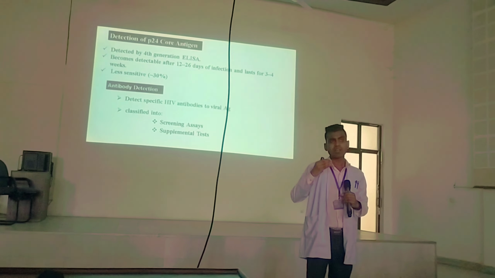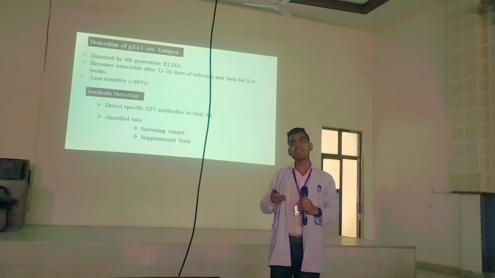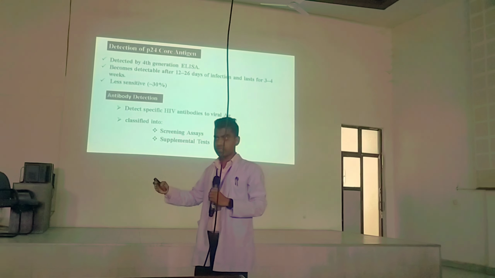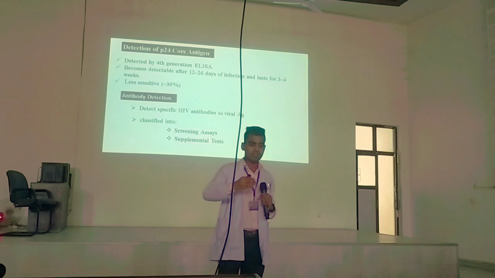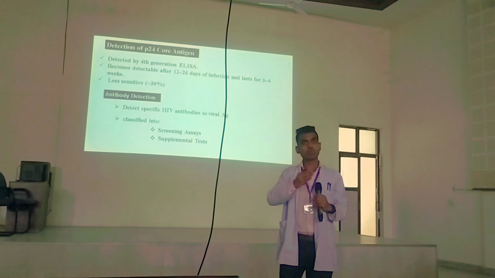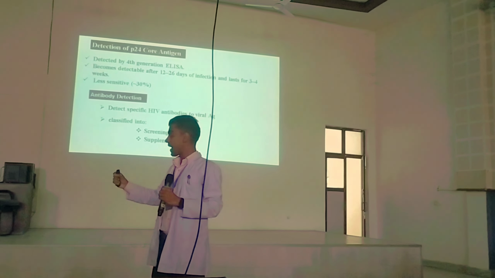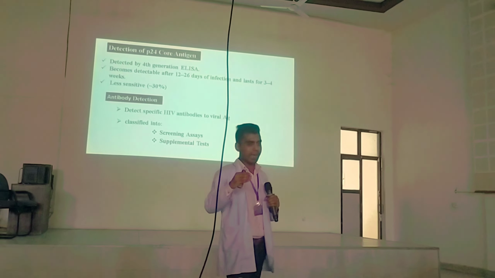Number one is the detection of the P24 antigen. P24 antigen is mainly detected by the ELISA test. In natural HIV infection, this antigen appears earlier compared to the other antigens. It mainly appears in days 12 to 26 following HIV infection, lasts for 3 to 4 weeks, and then disappears when seroconversion occurs, that is, when the antibody appears in the serum.